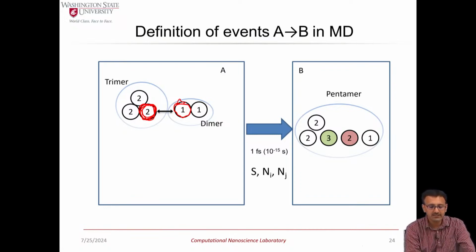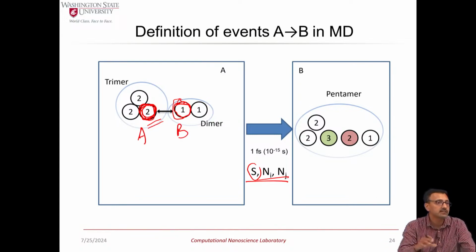To do that, we come up with 3 variables and define a vector to keep track of the nature of the event. The first variable is S, which is basically the size of the cluster with which this addition process is happening, right? We call this the seed fullerene, by the way. Let's call it particle A. This is a seed fullerene, and this particle B is the added fullerene cluster.